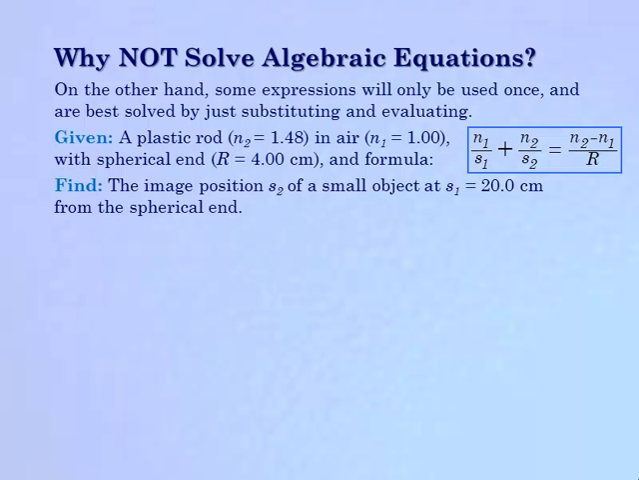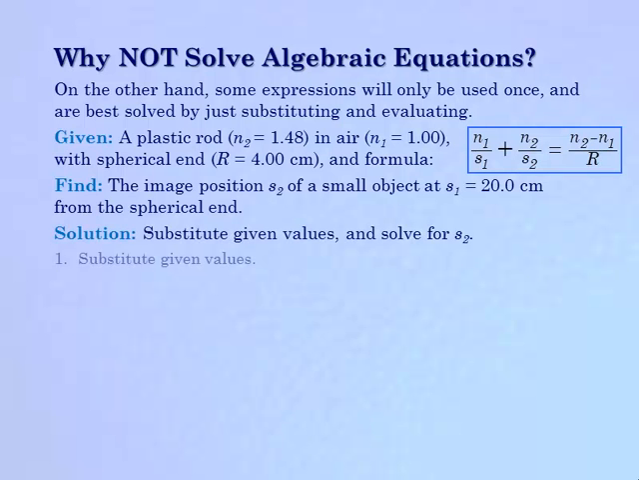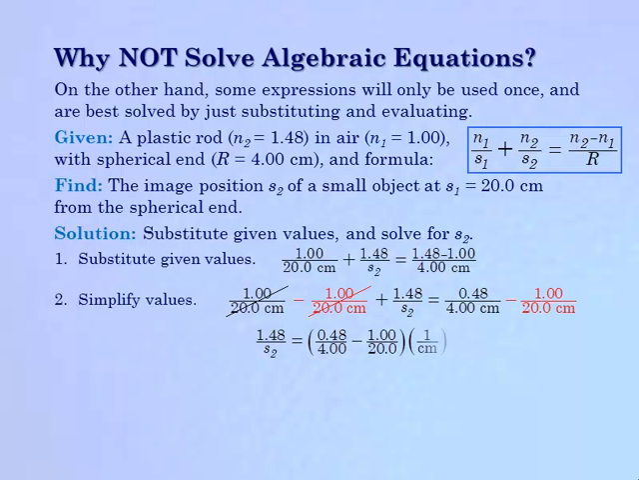Now, we can go through lots of gyrations and try to solve that equation for s sub 2, but I think in this case, since we're only going to do it one time, it's easier just to work with the numbers and we can simplify things quickly. So here we substituted n sub 1 equal to 1, n sub 2 equal to 1.48, s sub 1 equal to 20.0 centimeters, and also the n sub 2, n sub 1 and r value over here on the right. So now we need to start evaluating.